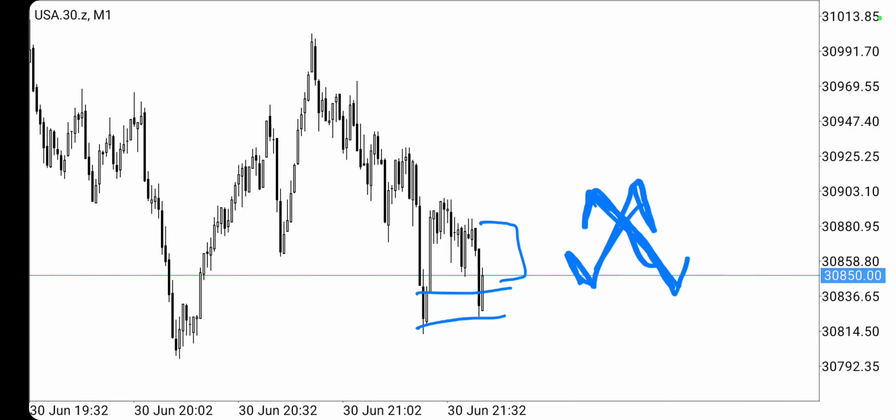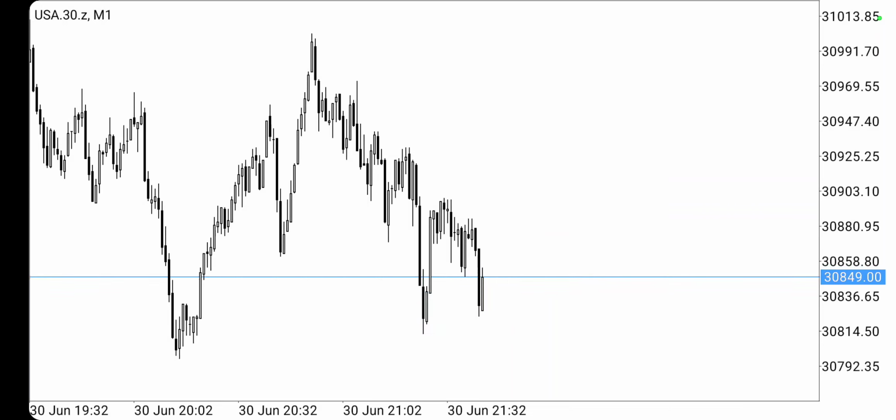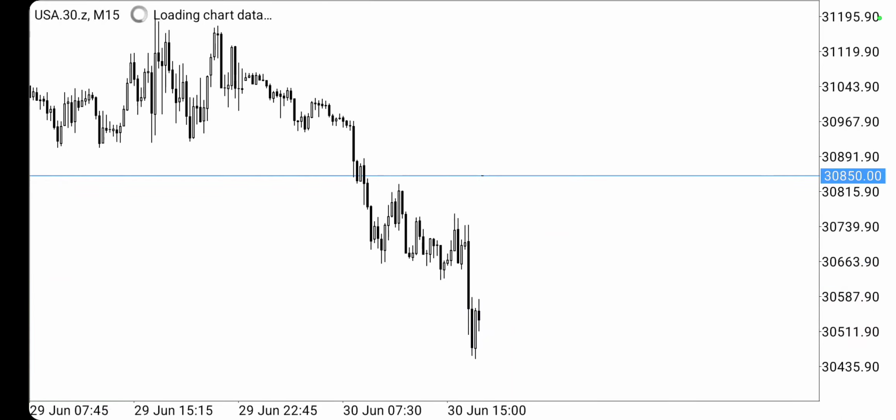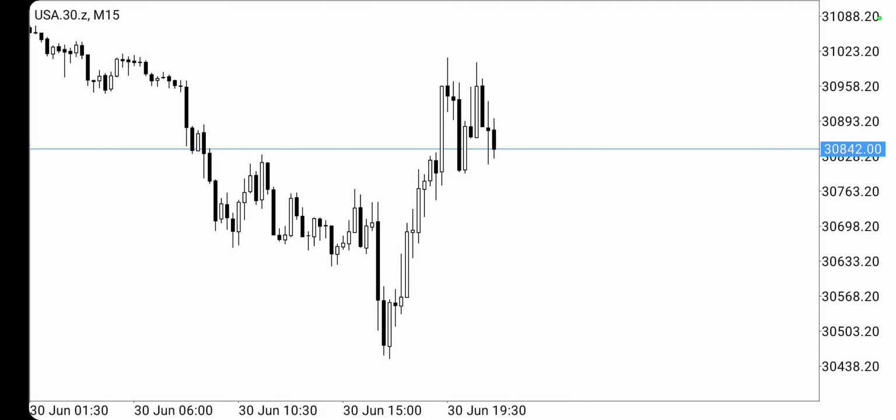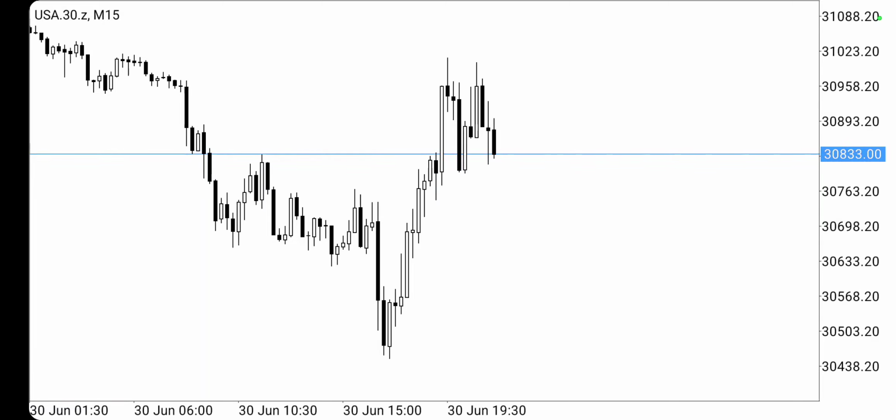Just stay away from those ones and stick to at least M15. It will give you a decent view of what is happening. You see, at least M15. But yeah, so all in all, that's the reason why now I don't go all the way to the smallest time frame, and I would suggest you also don't do the same.